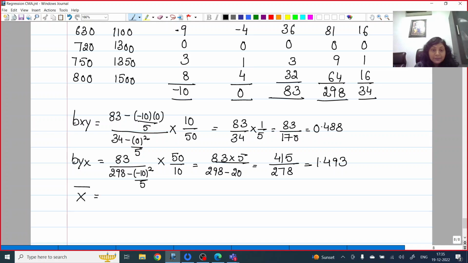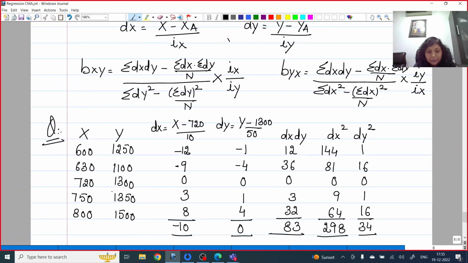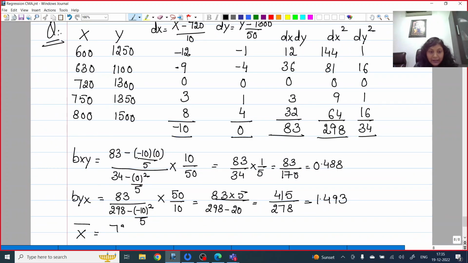So now we can compute x mean as well as y mean. So x mean is a plus summation dx upon n into i. The assumed mean is 720. So we have 720 plus summation dx, minus 10, upon n into i, that is 10. So this becomes 720 minus 20, that is 700. And y mean, we already came to know, is 1300.